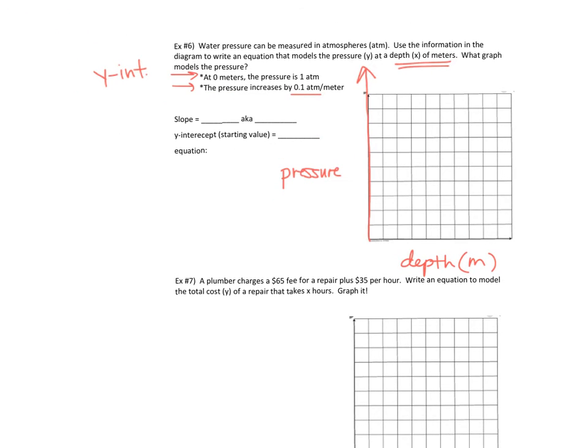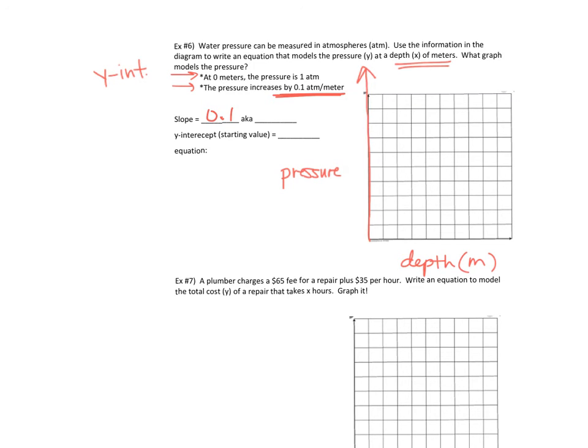Okay. And now this one is a little bit tricky. I promise I won't give you ones that are this tricky. But 0.1 per meter, rise over run, atoms per meter is giving you your slope. So your slope here is 0.1. Can someone tell me a different way to say 0.1?